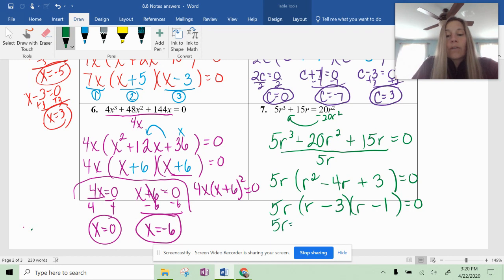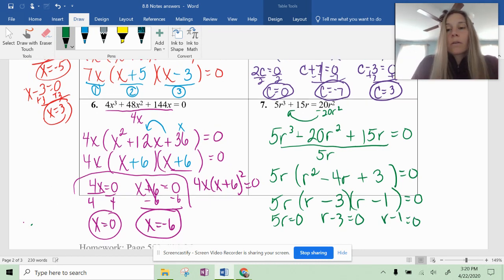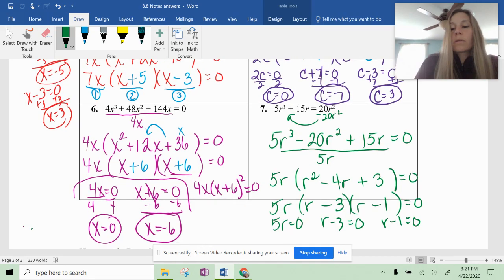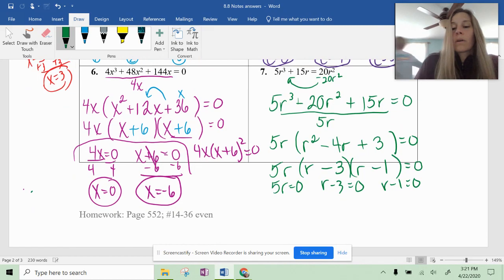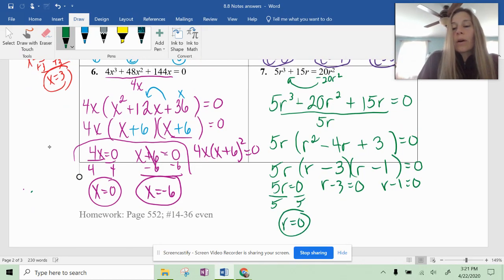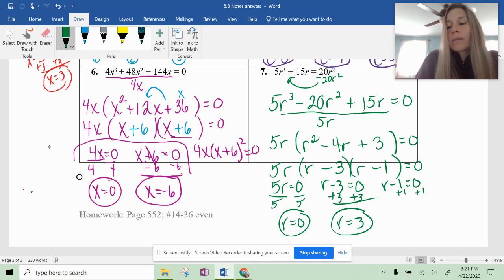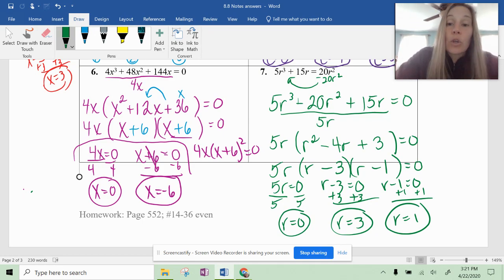Then you set each of your factors equal to 0, and then you're going to solve each one. So dividing by 5, r equals 0, that's one solution. R equals 3 is the other solution. And r equals 1 is my third solution. And since it was a cube problem, that usually indicates that there's going to be 3 solutions.